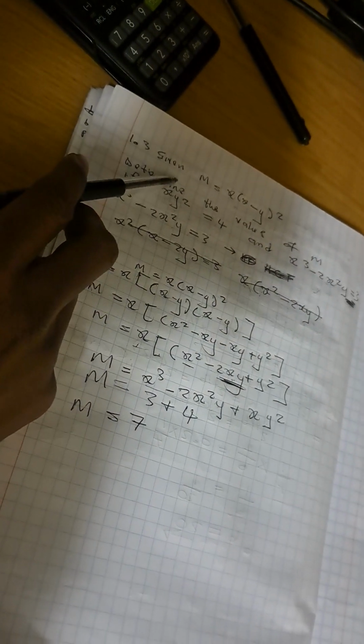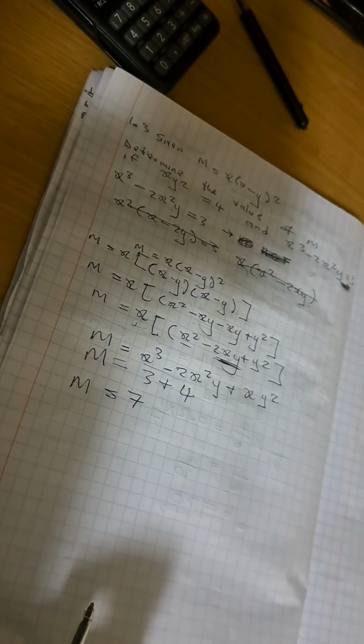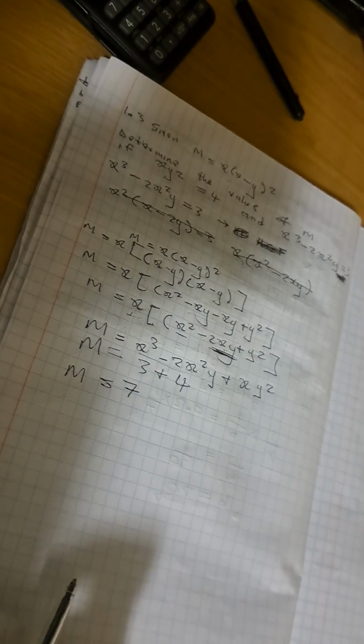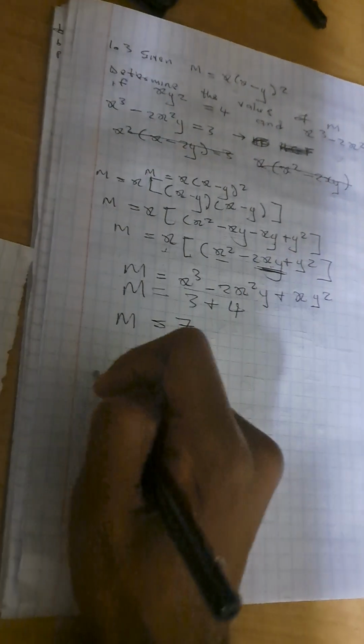Like I said again, if you can't see these questions properly, you can look in your app. I'm just explaining them. It's in the grade 10 app. You can find them right there. I hope you can see. So m is equal to 7. So let's do the last one for today.